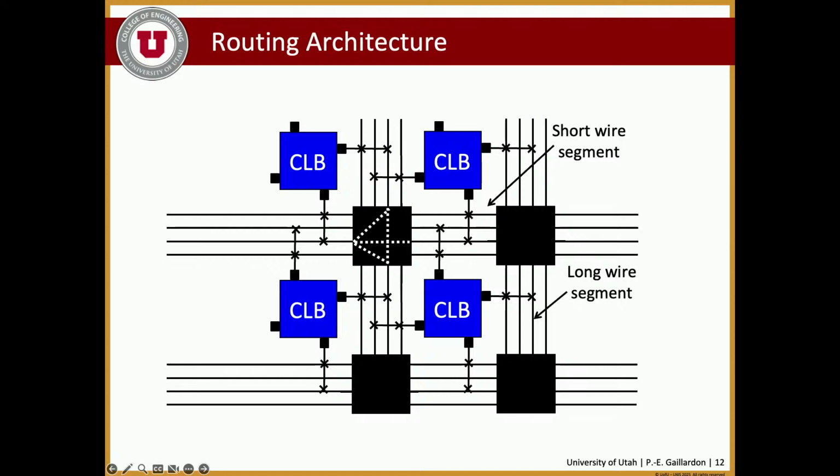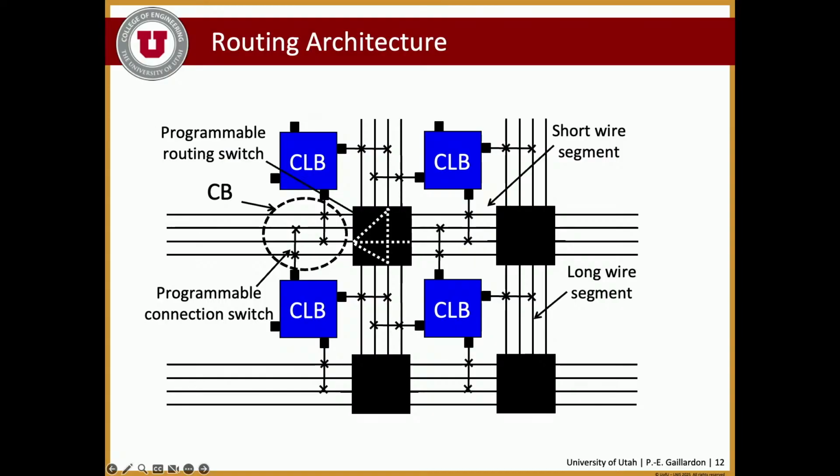You can have collections of short and long wire segments. So your wire segments can pass through multiple switch boxes, right? Or they can stop at every switch box, right? So it's a fairly convoluted and complicated routing architecture. But the bottom line is that everything will still rely on programmable switches. Multiplexers right here, multiplexers right there to connect the various paths and whatnot.